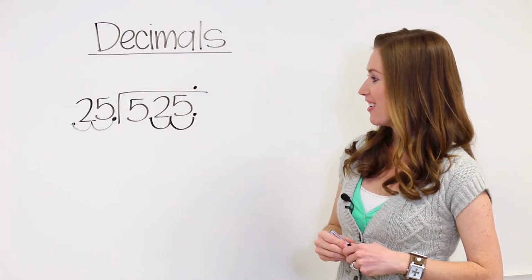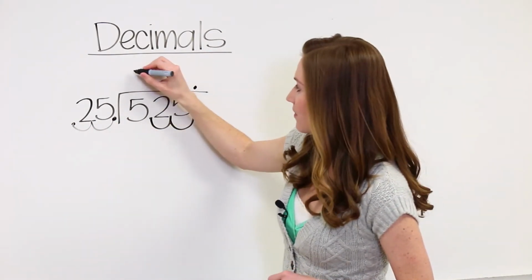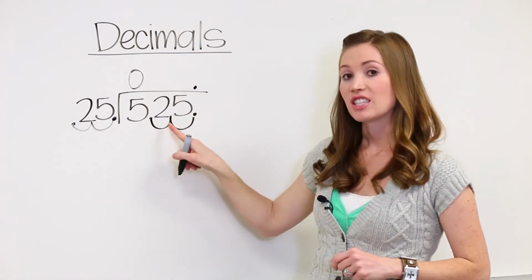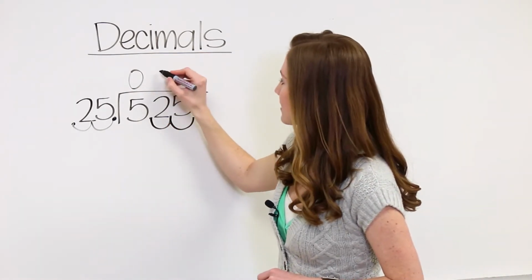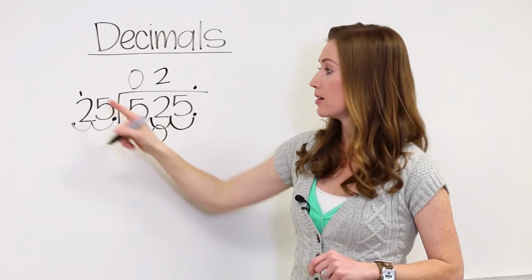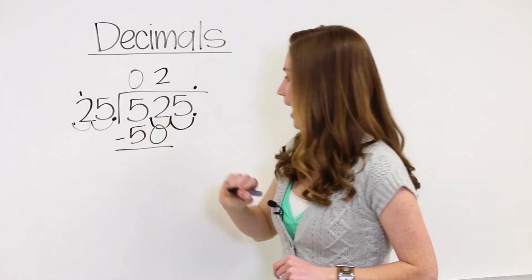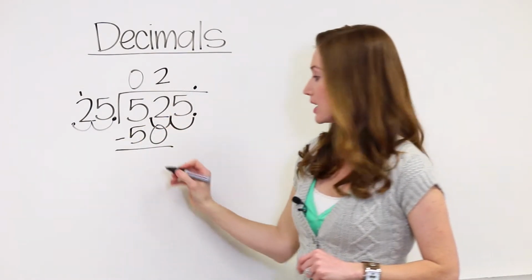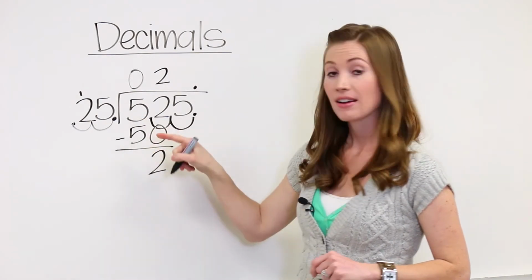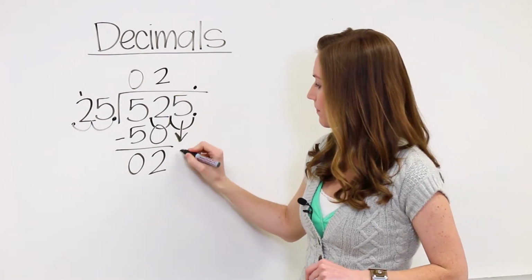So let's do that. And now we're just going to divide as usual. Let's do it together. How many times can 25 go into 5? 0. What about 52? Twice. 2 times 5 is 10. We write the 0, carry the 1. 2 times 2 is 4, plus 1 is 5. Let's subtract. 2 minus 0 is 2. 5 minus 5 is 0. Let's bring down our 5.